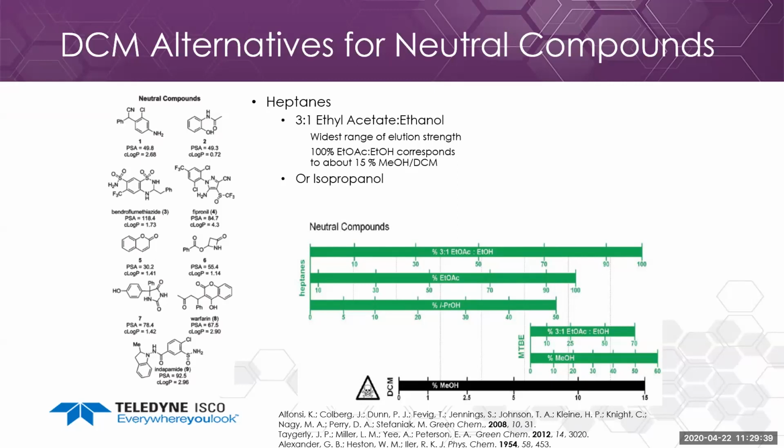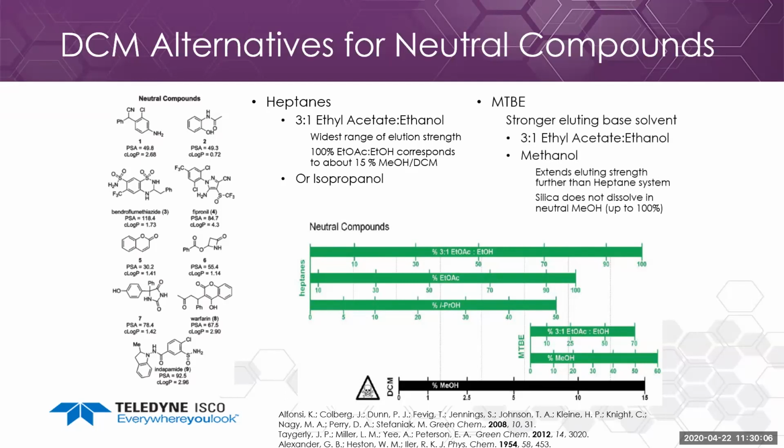You can actually purchase 3-to-1 ethyl acetate ethanol from Sigma Aldrich, or you could use isopropanol if you have that on site. But basically 100% of the 3-to-1 ethyl acetate to ethanol corresponds to about 15% methanol in DCM. So you could run that gradient and get a similar effect. And then I already mentioned the MTBE.